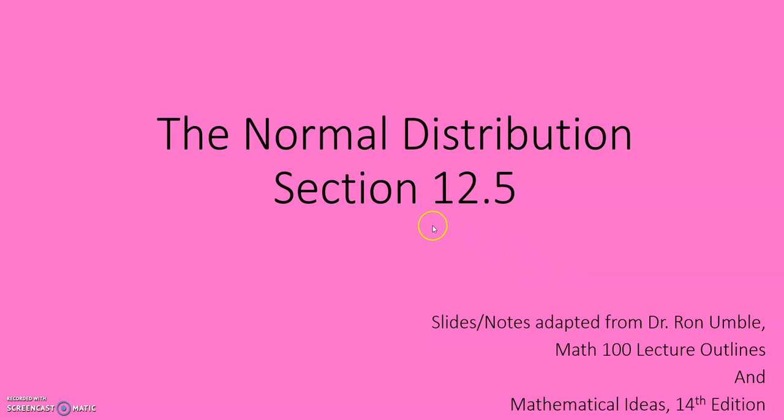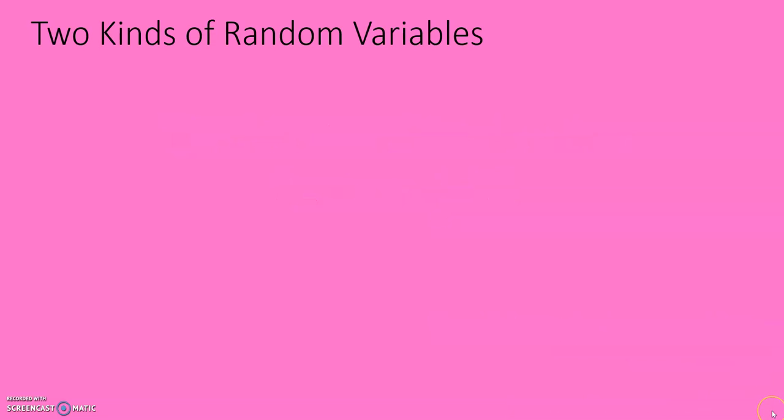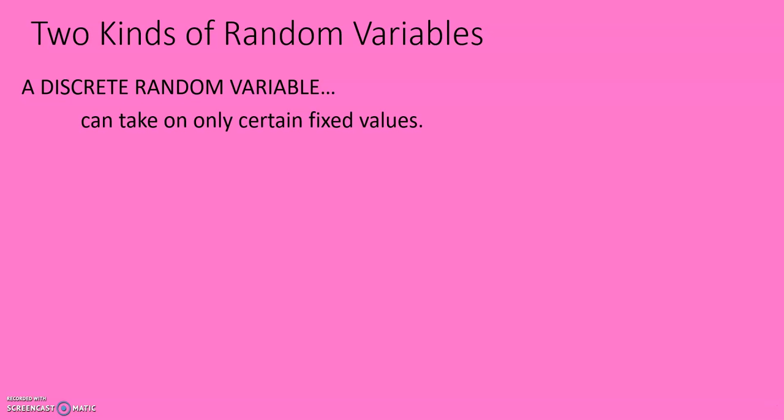Section 12.5, the normal distribution. There are two kinds of random variables. A discrete random variable can take on only certain fixed values.